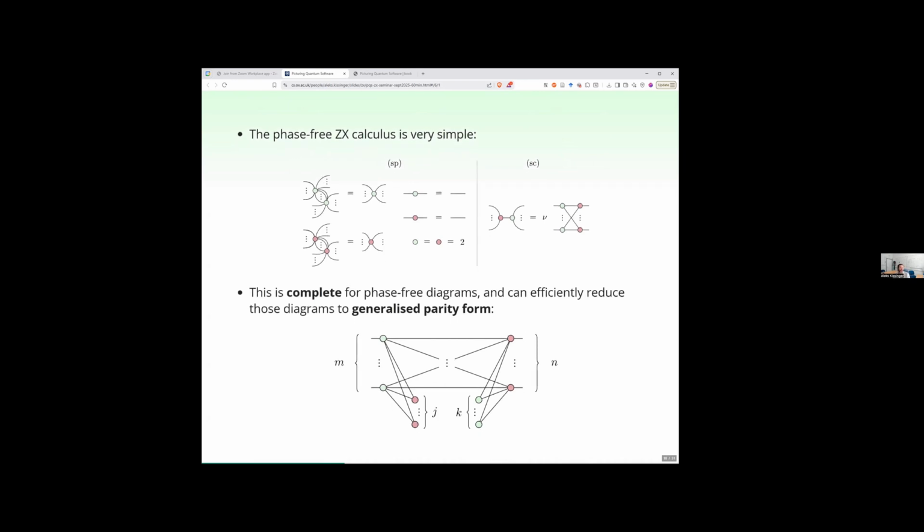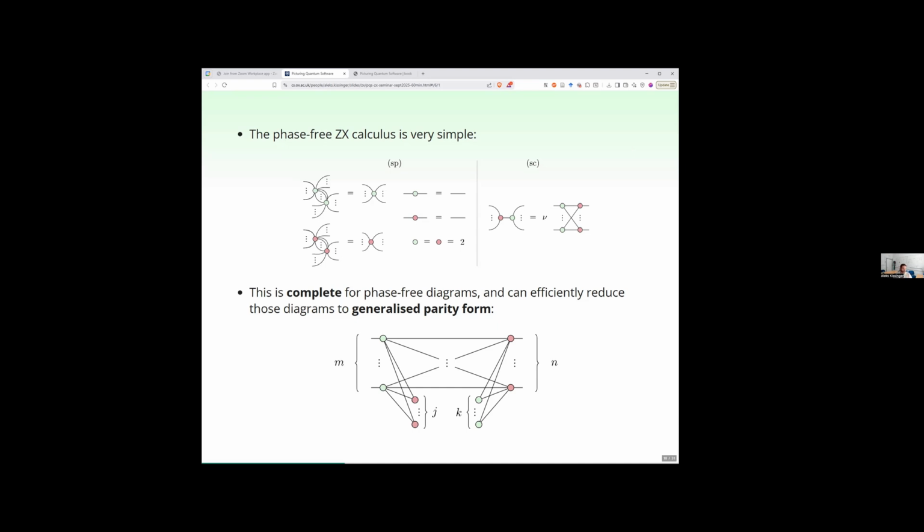The phase-free ZX calculus is also very simple. It's essentially what I would call two rules. We have the spider fusion rule. You might want to say that the identity rule and the scalar rule are part of the spider rules. And the most important thing is the strong complementarity rule. Applying those two rules, you can actually get a complete graphical calculus for this fragment, so for the phase-free diagrams or for CNOT circuits.